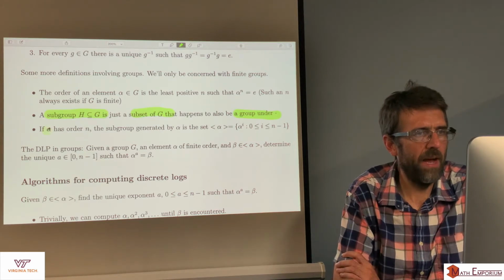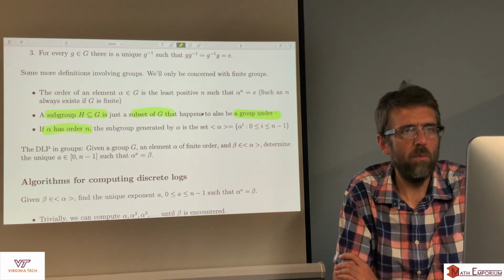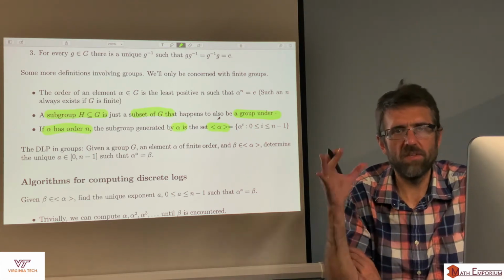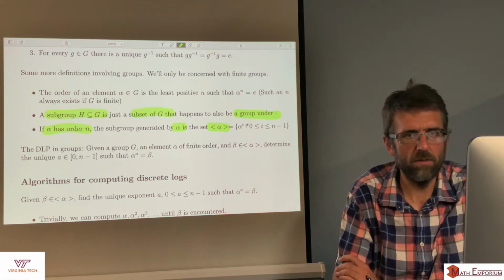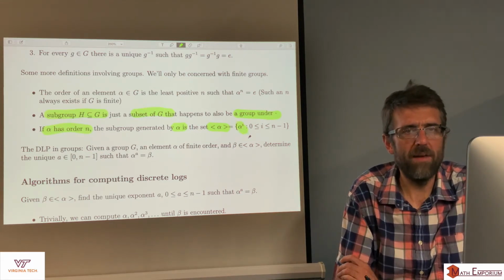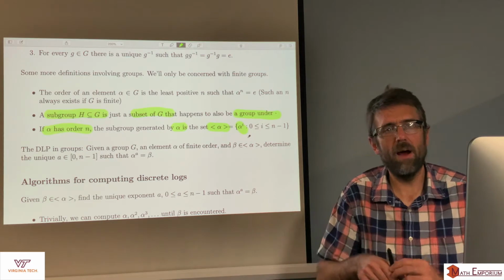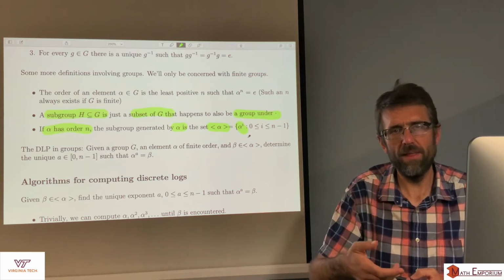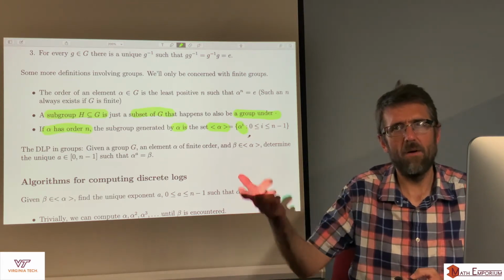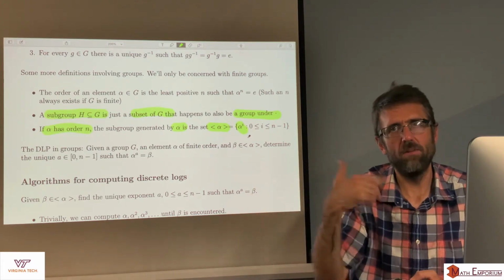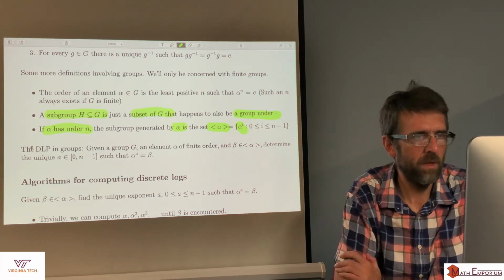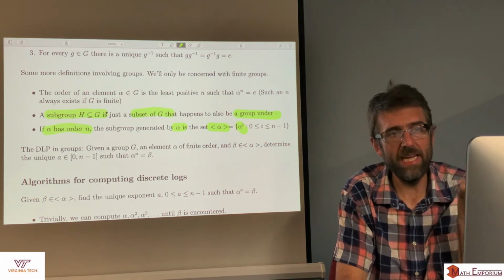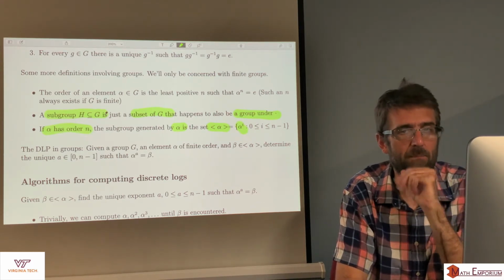And if alpha has order n, then we can look at what's called the subgroup generated by alpha. That's just the set of all integer powers of alpha. But if it has order n, then I can get all those integer powers by letting i run from 0 to n minus 1, right? Because alpha to the 0 would be the identity. By the time I get out to alpha to the n, I would be back to the identity, and then I would just be cycling through all those elements again.